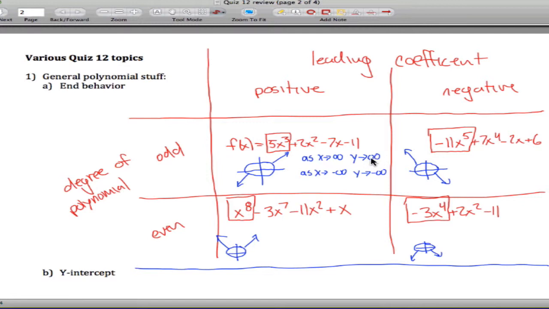Well, y goes to infinity means up. So when I go to the right, I go up. Y goes to negative infinity means I go down. So when I go to the left, I go down. So if you keep that same idea, we can answer all these questions.